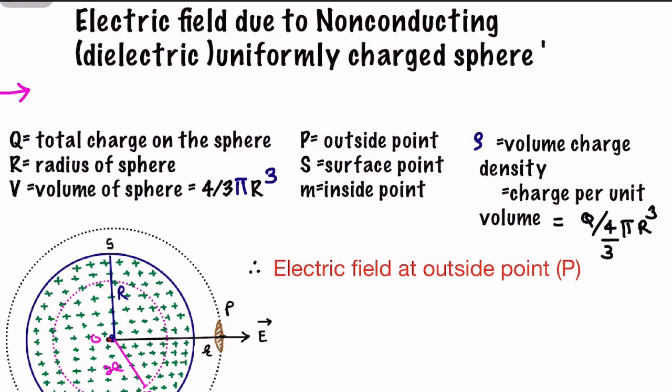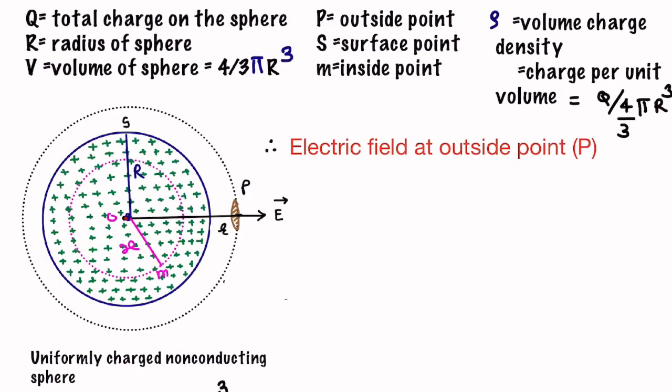Now, the next article is the electric field due to a non-conducting or dielectric uniformly charged sphere, or sometimes it is known as a uniformly charged solid sphere. This is the original sphere in three dimensions, a uniformly charged solid sphere, considered as a nucleus or a cricket ball.